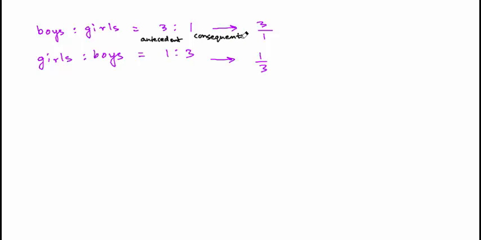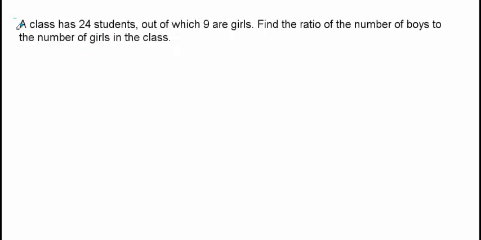Time for us to look into a couple of examples. A class has 24 students, out of which 9 are girls. Find the ratio of the number of boys to the number of girls in the class. Keep the order in mind, it matters in ratio. So we need boys to girls and not the other way around.